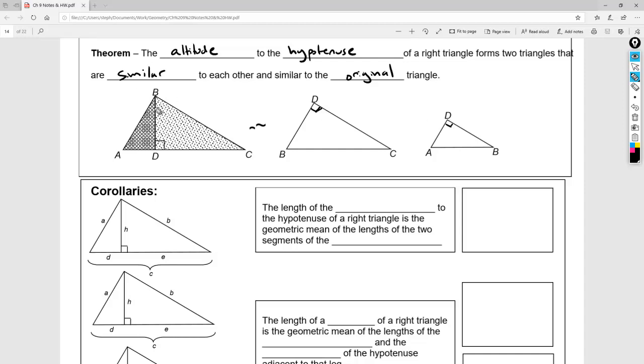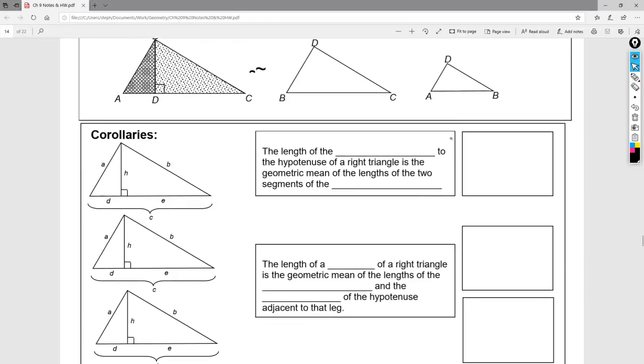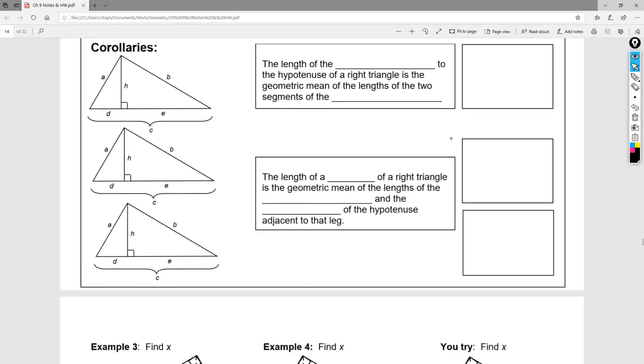And then here, for our original triangle, our right angle was at B. But we divided B into two angles here. And what we're saying is that this triangle here is similar to my triangle here, which is similar to my triangle here. All right. That's our theorem. Now a few corollaries here from this theorem about side length. So what we're going to say is that the length of the altitude to the hypotenuse of a right triangle is the geometric mean of the lengths of the two segments of the hypotenuse.